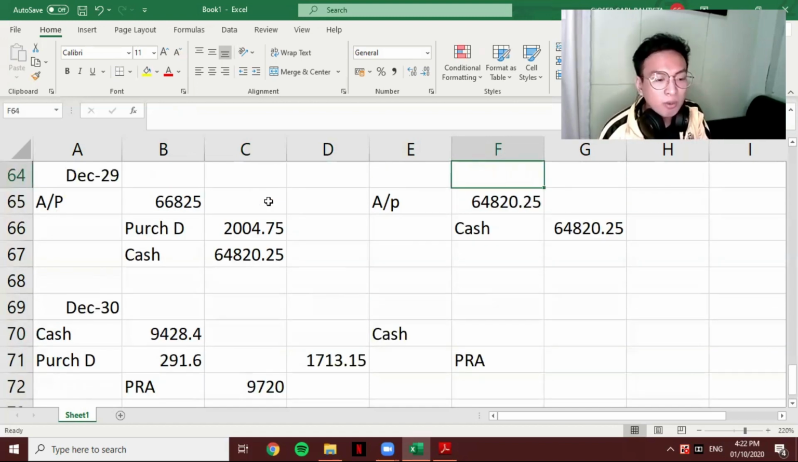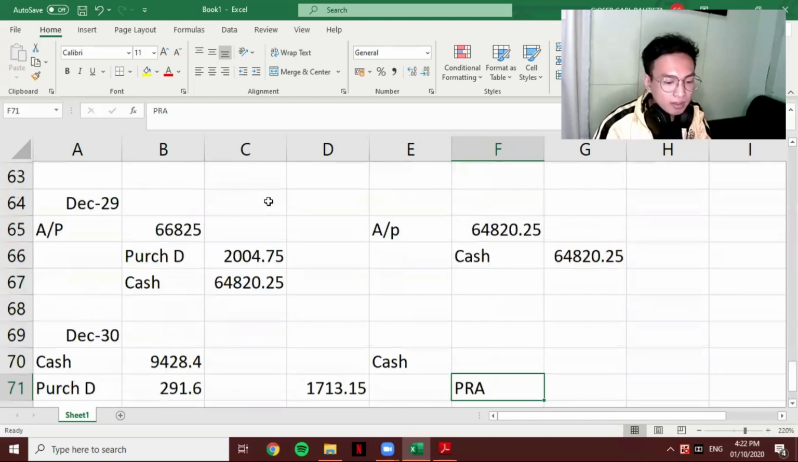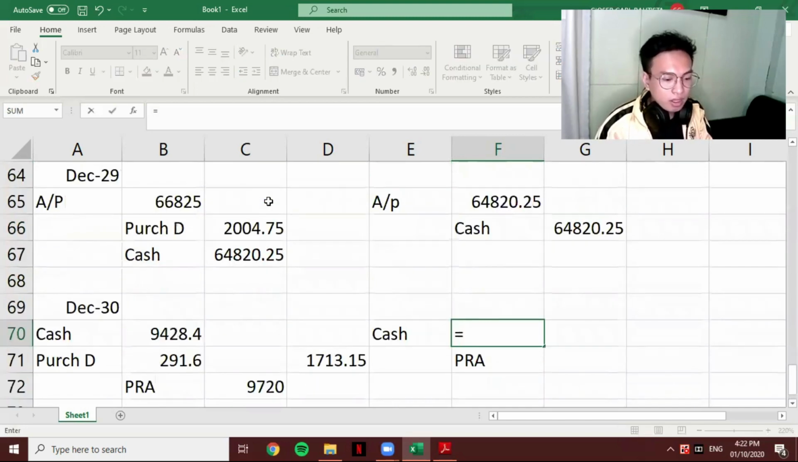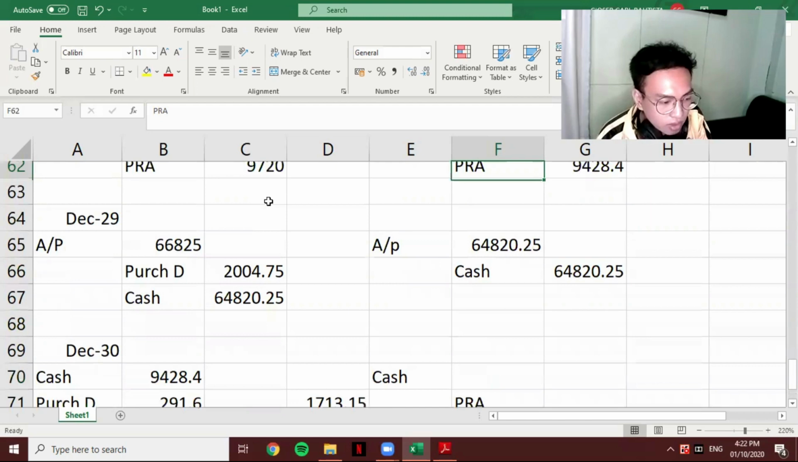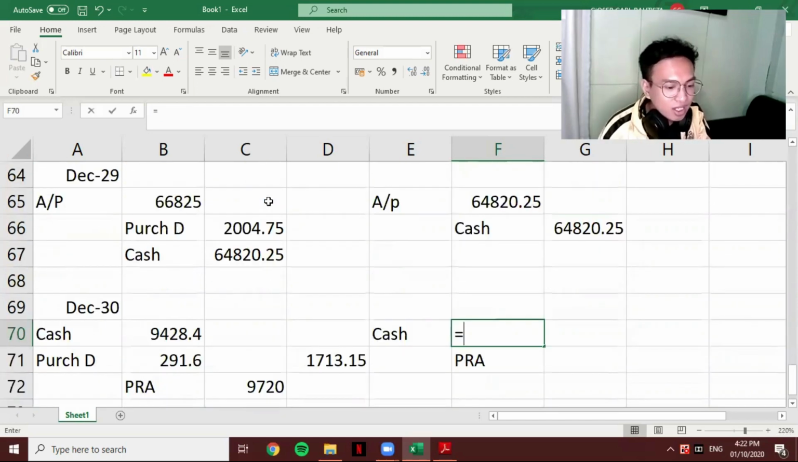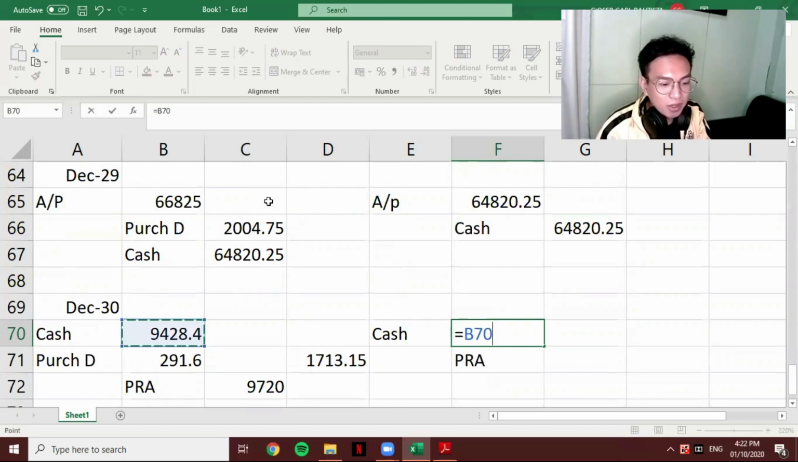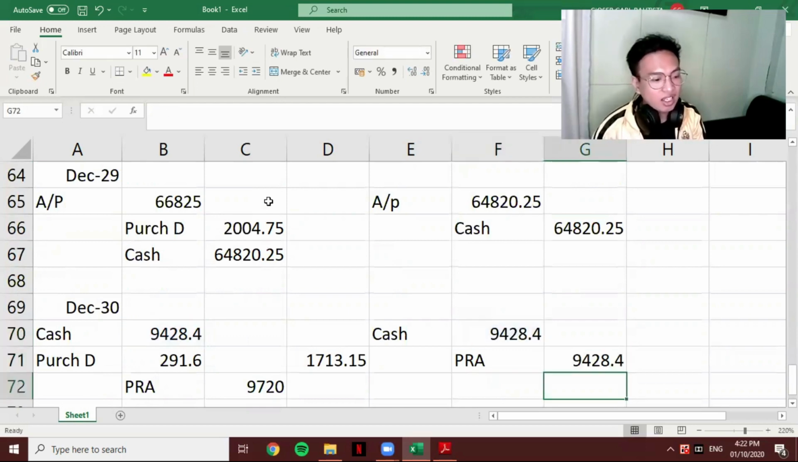Nakasama na siya sa iyong purchases. So 9428.4 ang ating 9428.4. Ay wow, ang galing. Oo nga. So ganun pa rin. Equals to 9428.4 ang ating returns. Yan.